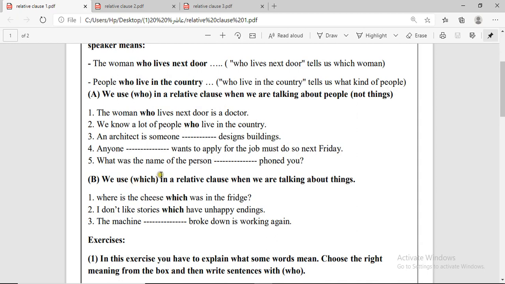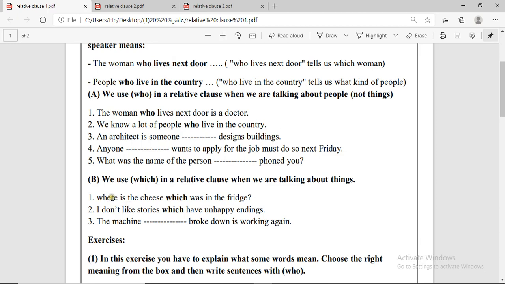We use which in a relative clause when we are talking about things. Things, إشي غير عاقل. Yes, we use which. It means الذي or التي, as who. But here we use who for people, and which for things.